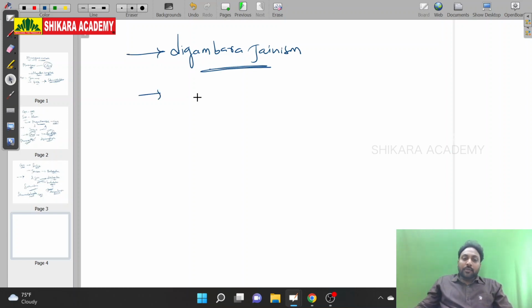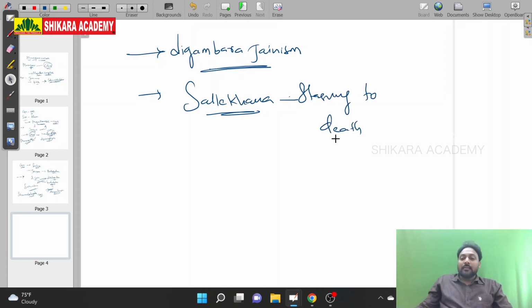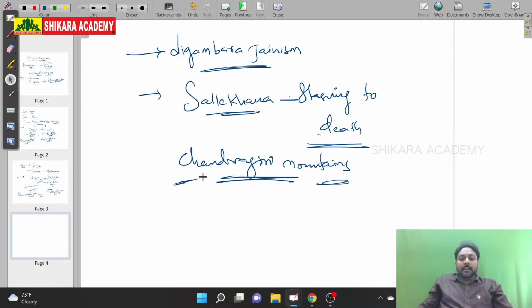Chandragupta Maurya went for the Jain practice called Sallekhana, which means starving to death, on the top of the Chandragiri mountains, and died. Actually, we don't know the original name of the mountain, but as Chandragupta Maurya died by Sallekhana there, that mountain is popularly called Chandragiri.